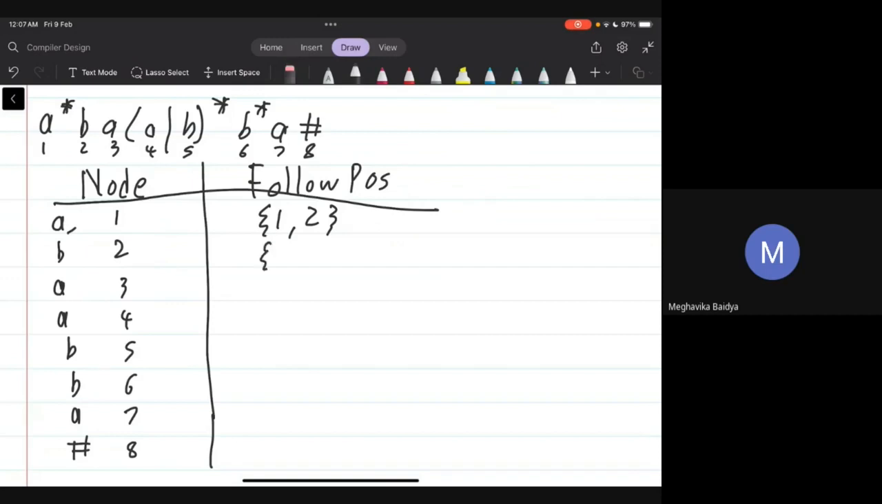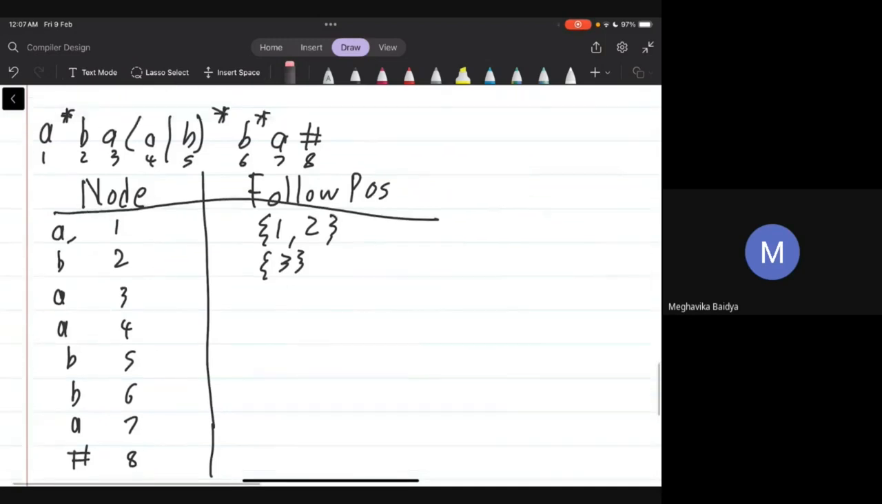Let's do 2 now. For b, which is 2, it can only be followed by 3, right? There's no other option for b. So you'll only write 3. Okay, so the second one is also done. Now the third one.